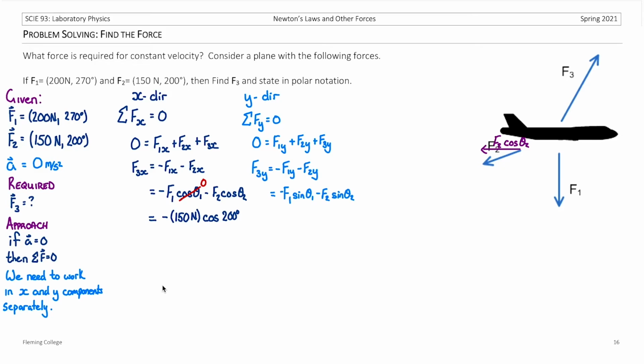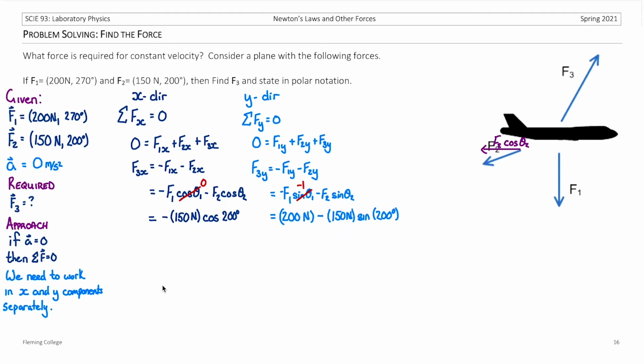Now looking at the y direction, again there's a special consideration for the angle that we have, 270 degrees. The sine of 270 degrees is just negative 1. So in that case, we will have a negative 1 from sine theta, so we'll have negative the magnitude of F1. So we get 200 newtons, and our consideration of the angle is already complete. Then we add 150 newtons times the sine of 200 degrees.